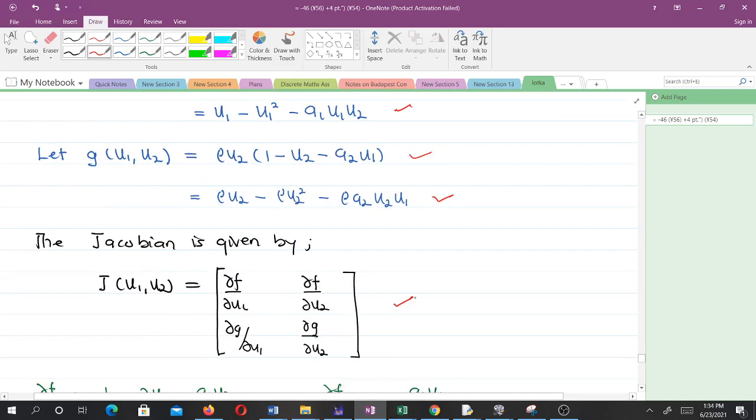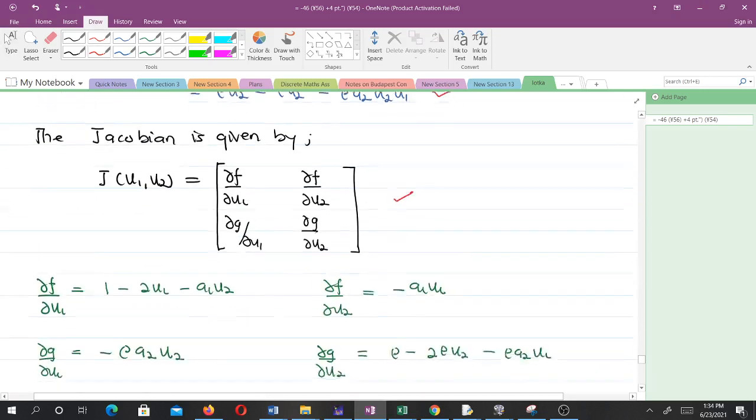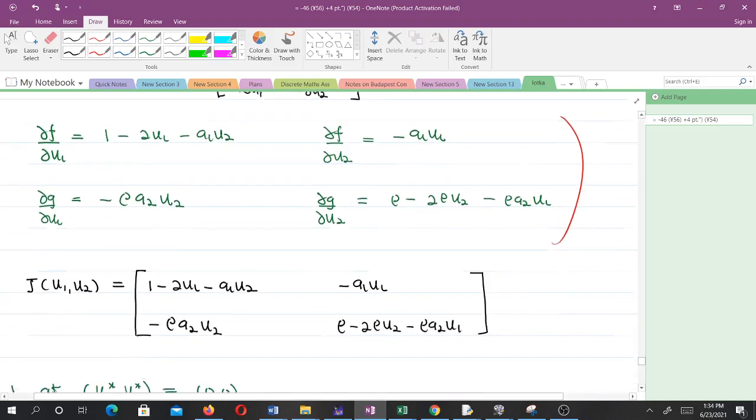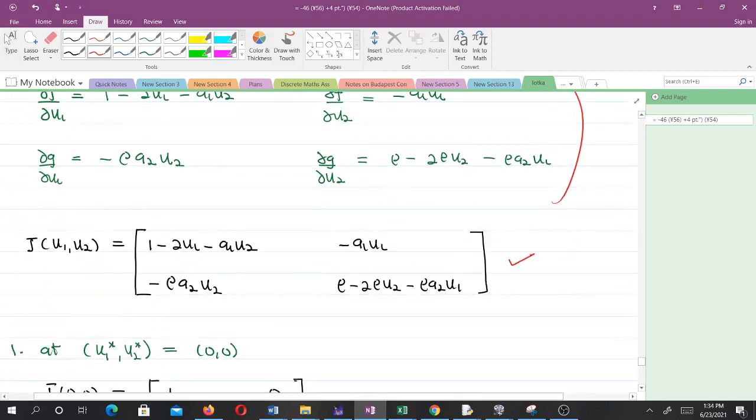So now we have to find ∂f1/∂u1, ∂f2/∂u2, ∂f/∂u2, ∂g/∂u1, and ∂g/∂u2. Finding them is going to give you this. Okay, so you can try and verify it's correct. So when we make substitution into the Jacobian that we have here, we are going to have this, right?